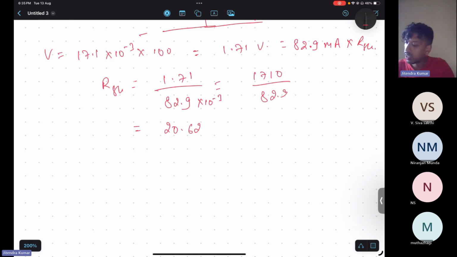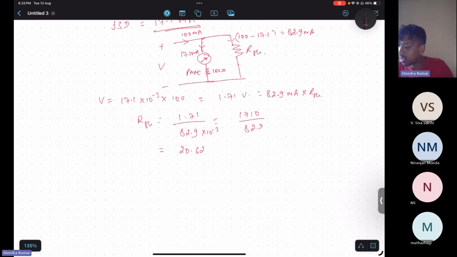So since shunt resistance is 20.69, and total critical resistance, R critical, was 175 plus 125, isn't it? So it was 300. And I also straight away noted down a couple of points during the first lecture.